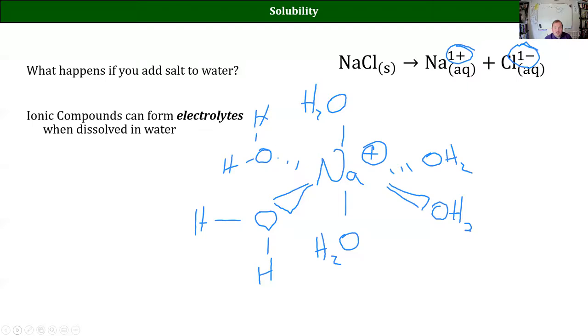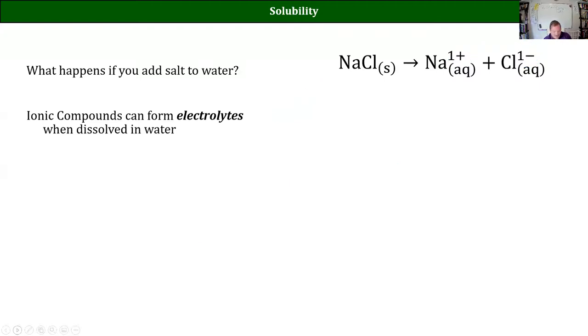And so that's what an electrolyte is. An electrolyte is an ionic compound that, when you dissolve it in water, splits up into its ions. And chloride would look really similar to this, except that it's going to be a bunch of the partial positives surrounding the chloride.